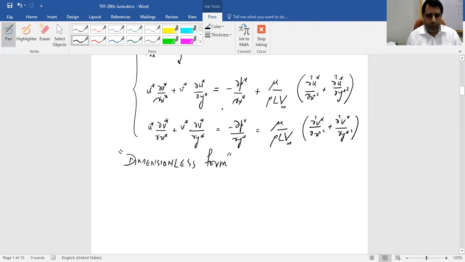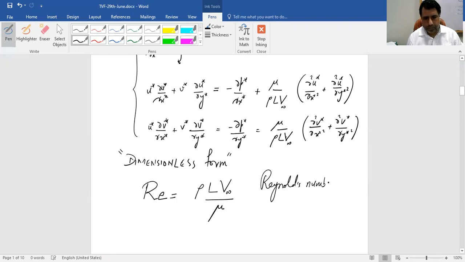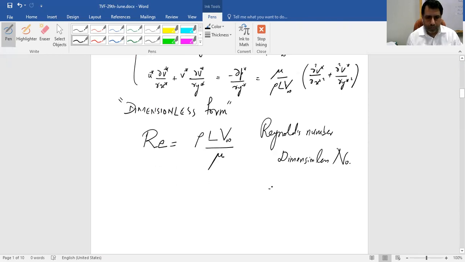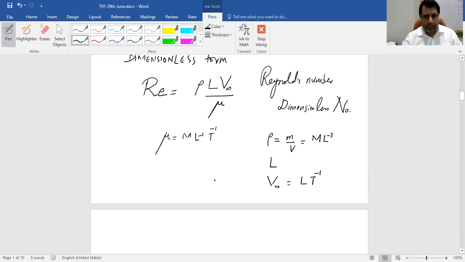Now, I told you we are going to define a dimensionless number, the Reynolds number: rho L V infinity divided by mu. This is called the Reynolds number. This is a dimensionless number. I will give you a hint: if you put in the dimensions of rho, density is mass per unit volume, so its dimensions would be M L^-3. Length is already there, and the dimensions of velocity are meters per second, so that is L T^-1. Similarly, see the dimensions of viscosity, M L^-1 T^-1, and put them here to check.